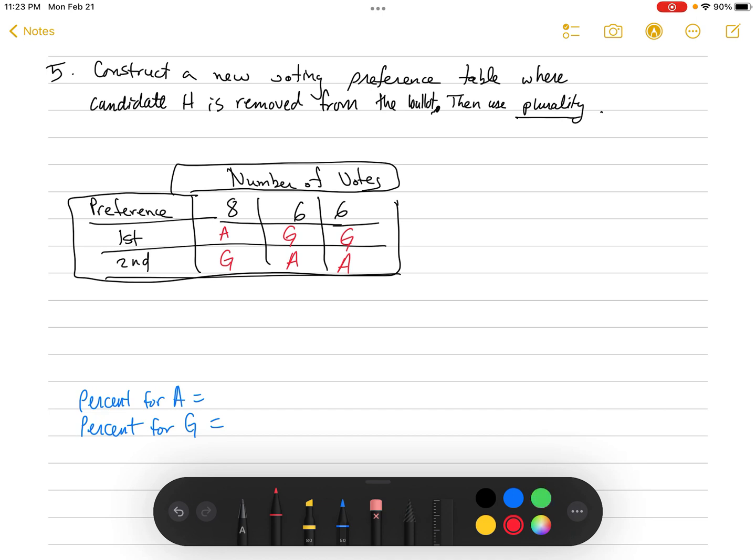So we still have a total of 20 votes. And for A, we just have 8. And for G, we're going to have 6 and 6, which is going to be 12. So for A, we're going to have 40%. And for G, we're going to have 60%. So this time G wins.